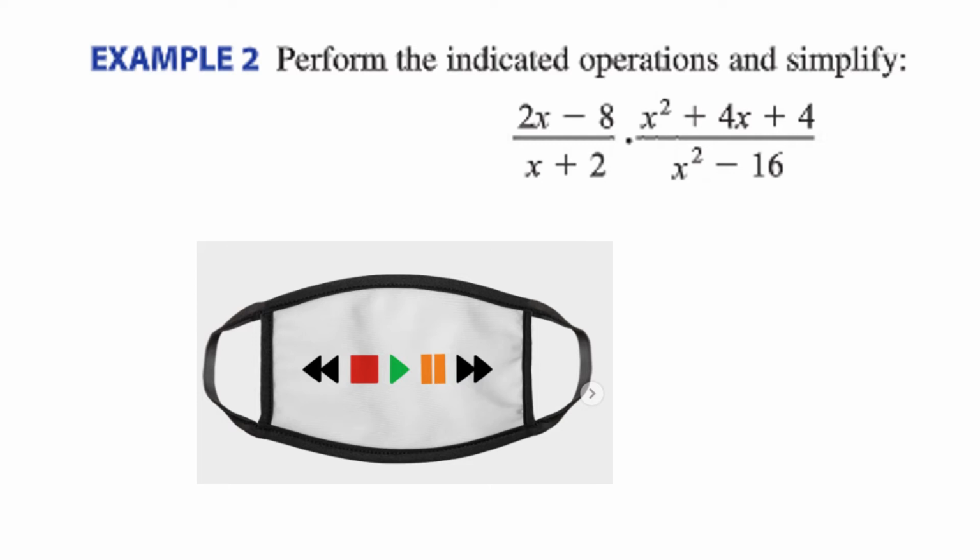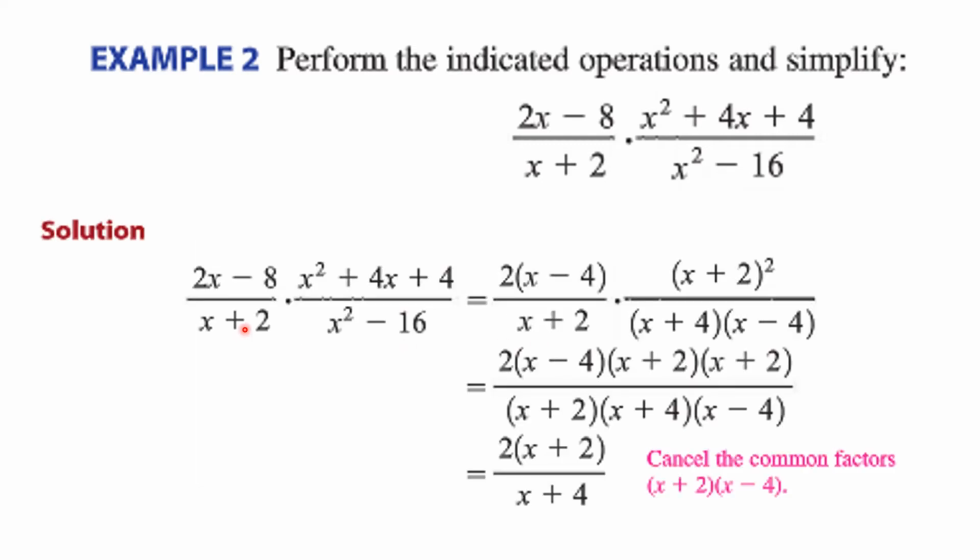Let's see how you did. So here we completely factor numerator and denominator, and we realize that there are common factors that can be canceled when we factor everything completely. So we cancel the common factors of x + 2 and x - 4 to get this as our simplified answer.